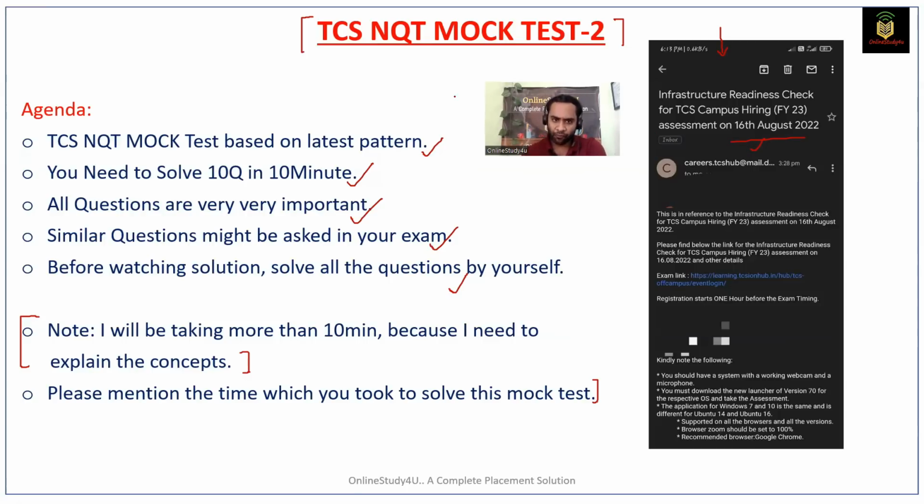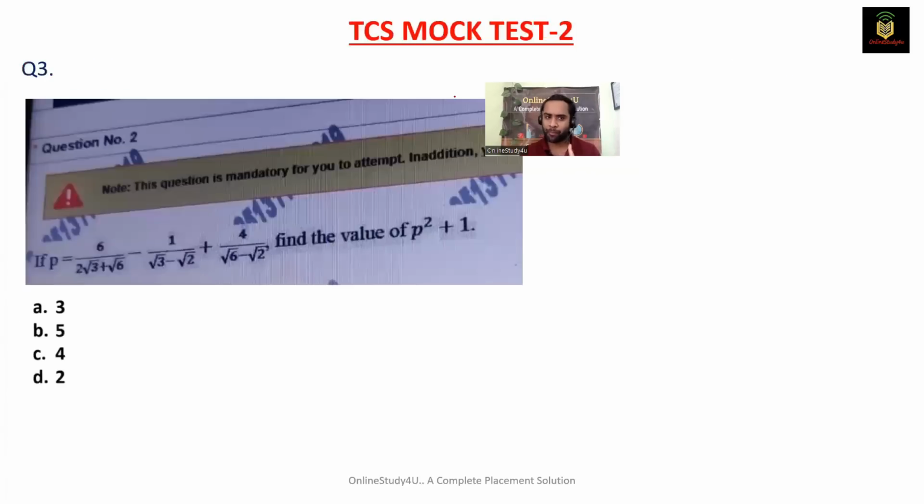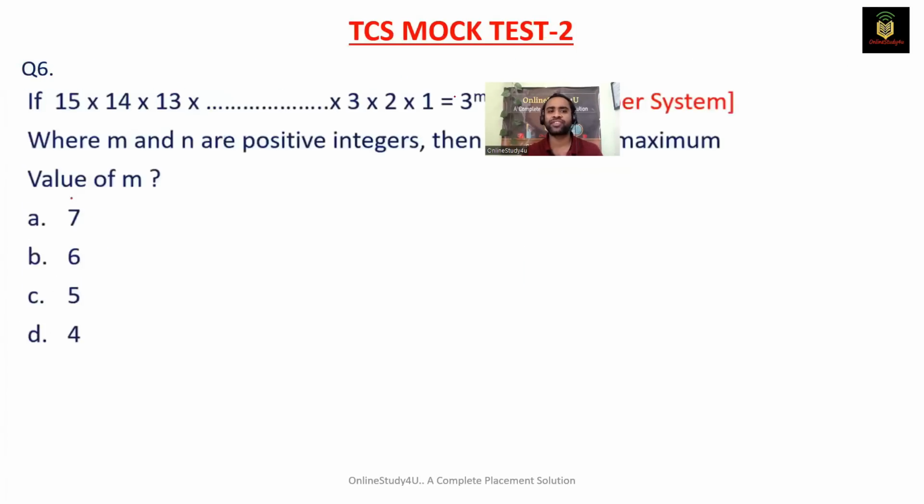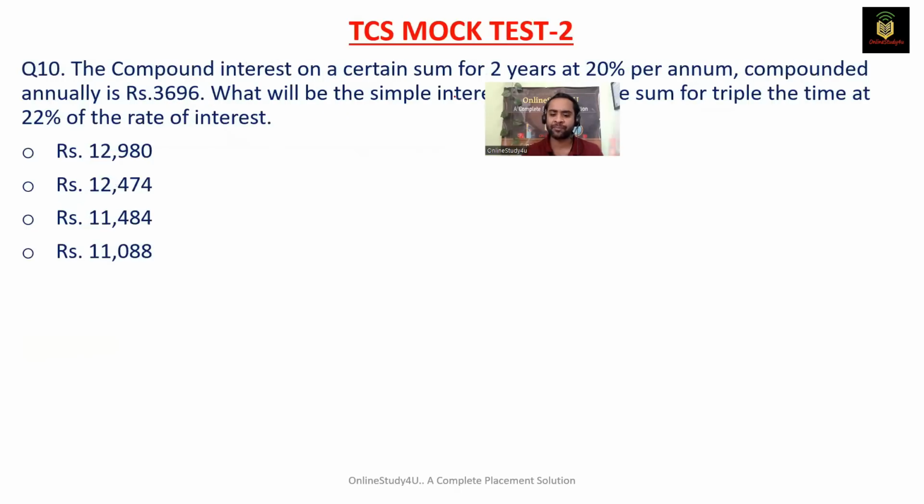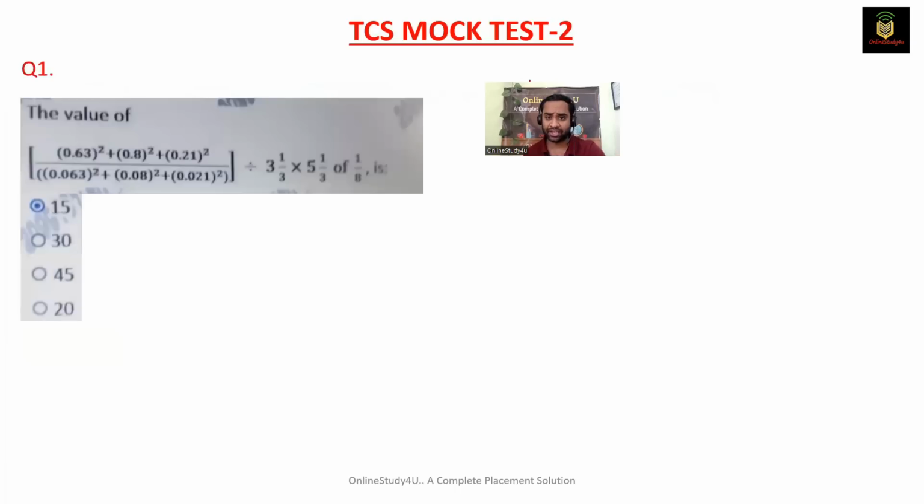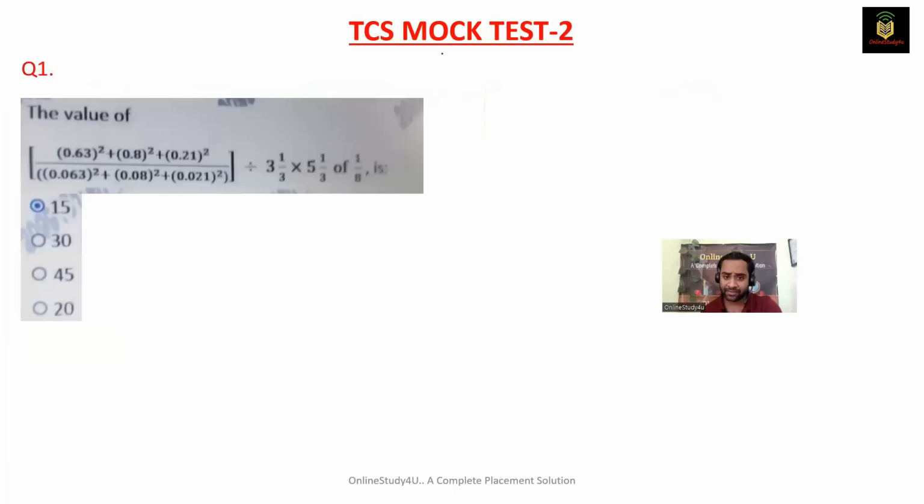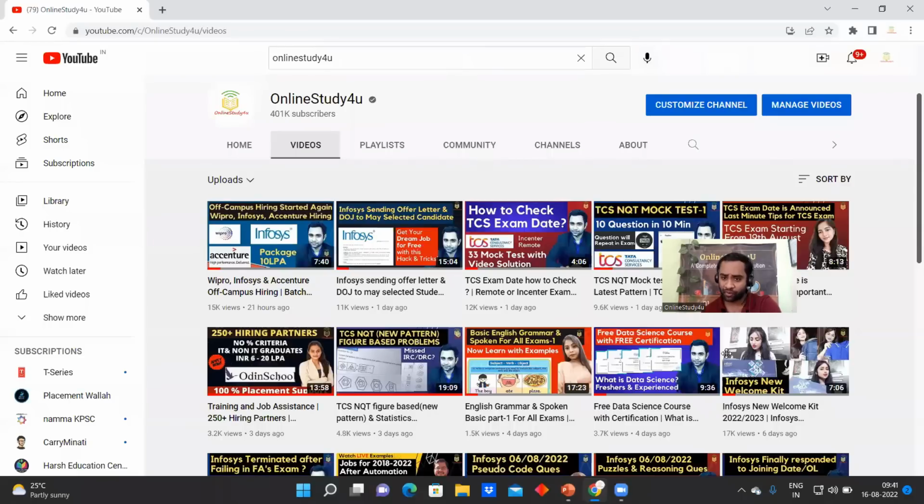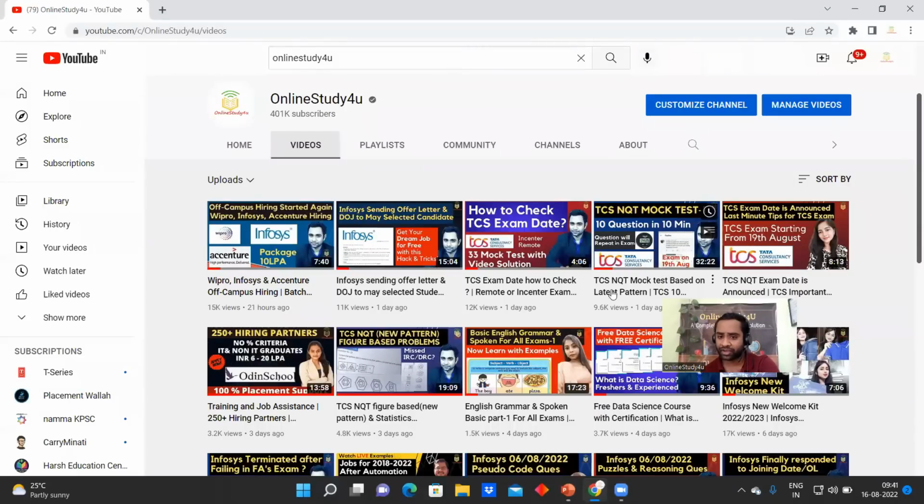And friends, we will be solving all the important questions. All these questions have been asked in the TCS examination, and a similar pattern keeps getting repeated, so that is the reason we are doing this mock test. If somebody has missed part 1, you can watch it here, TCS NQT mock test 1. The link will also be given in the description.